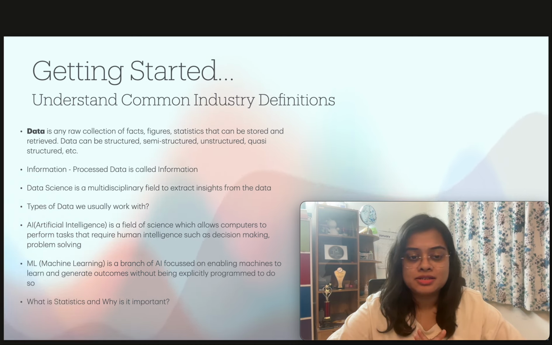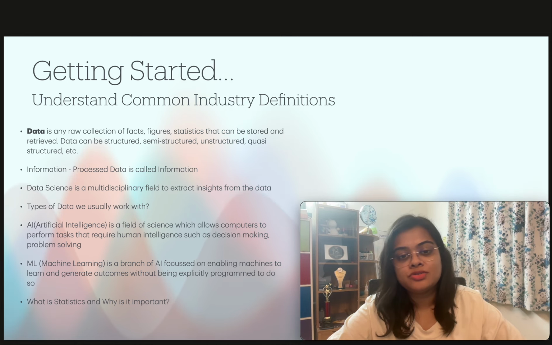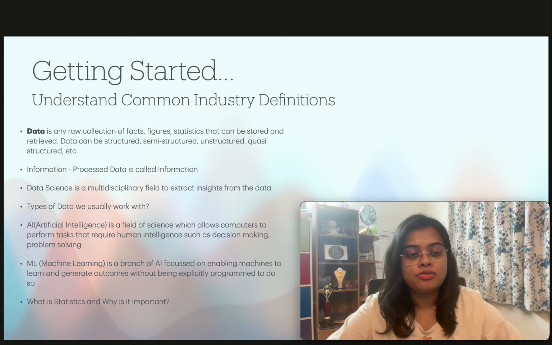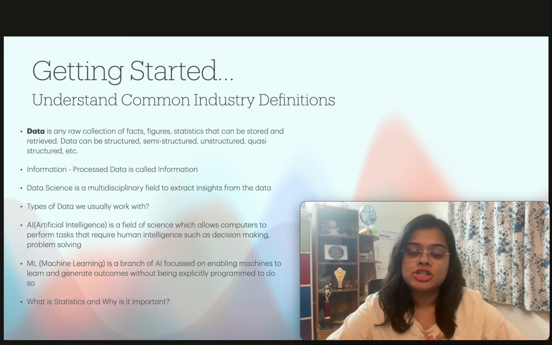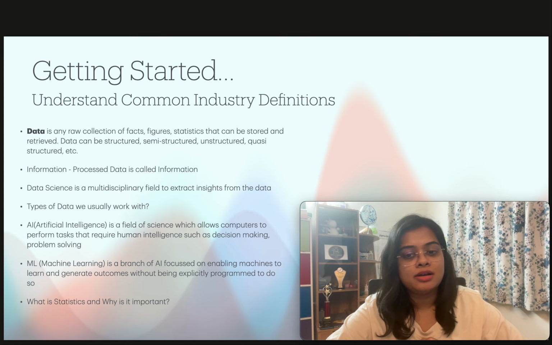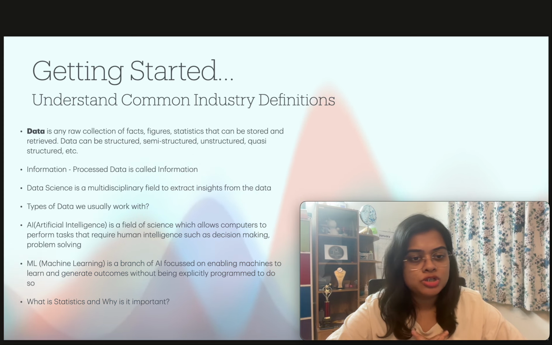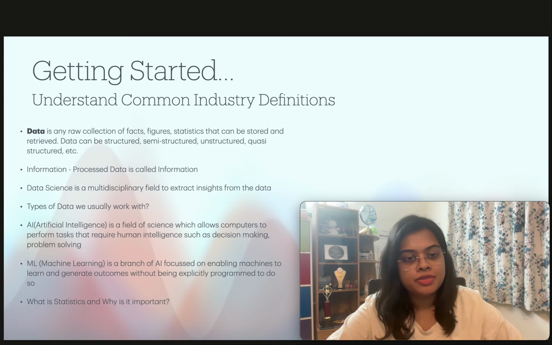Data science is a multidisciplinary field. It is the science and art of extracting insights from the data. Any which way you are able to get insights from the data is called data science. It can be in the form of data wrangling, it can be AI, machine learning, dashboard visualization, charts, statistics. Any which way, if you're able to extract insights from the data, it is called data science.